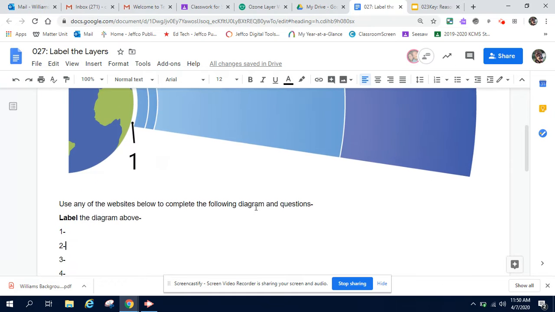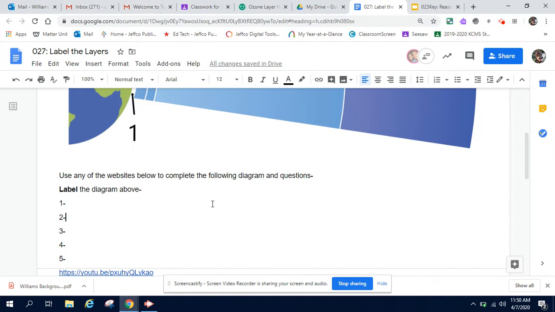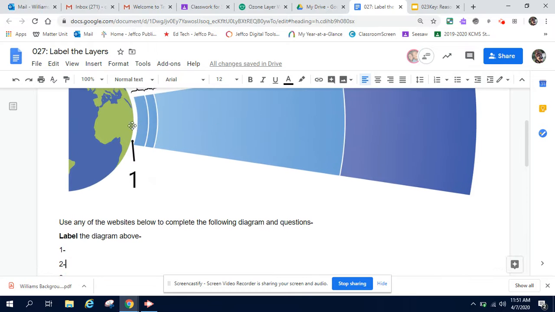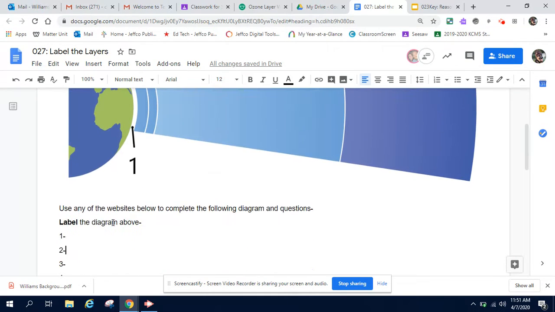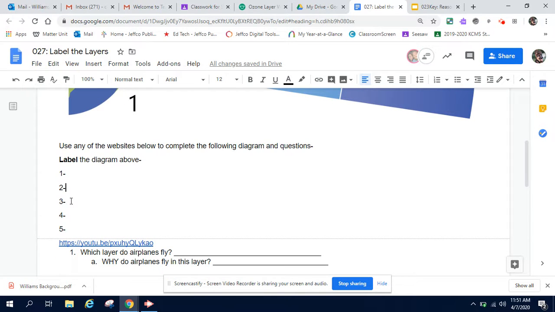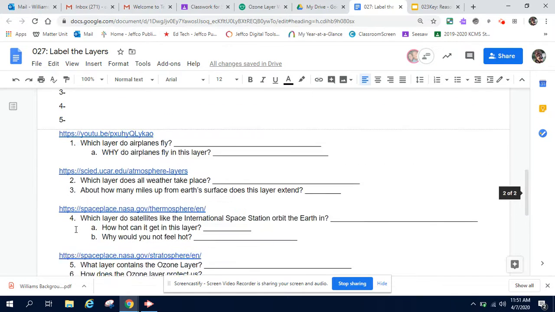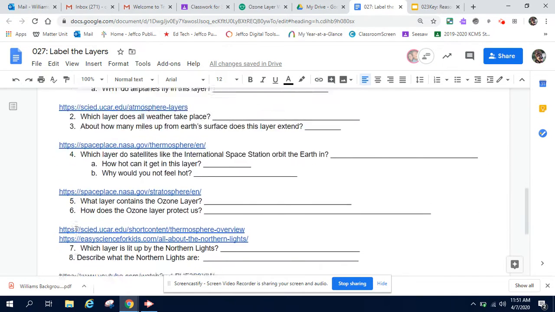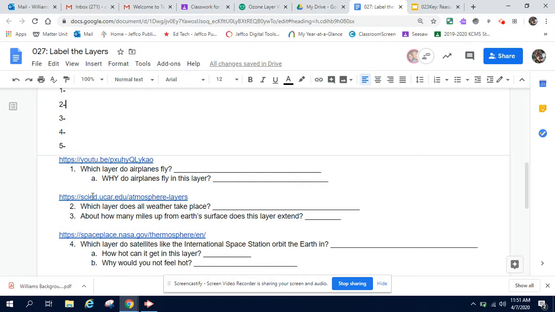So you're going to start by labeling each of the layers. You can tell here the number 1, that's the layer closest to the Earth. And then you have your second layer. And once you find the names of those, you just list them right here by the numbers 1, 2, 3, 4, and 5. And next you have about 10 questions, and right above the questions are websites that can help you with the answers.